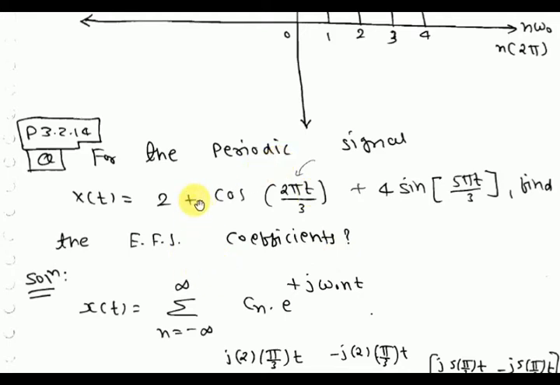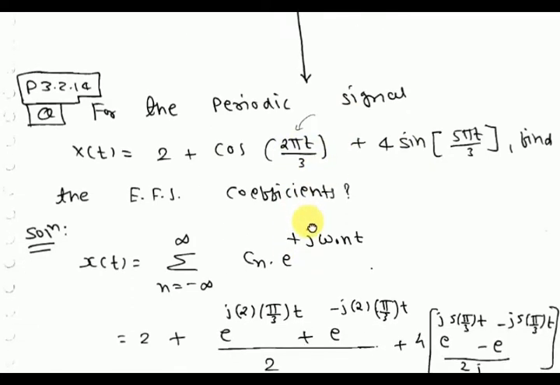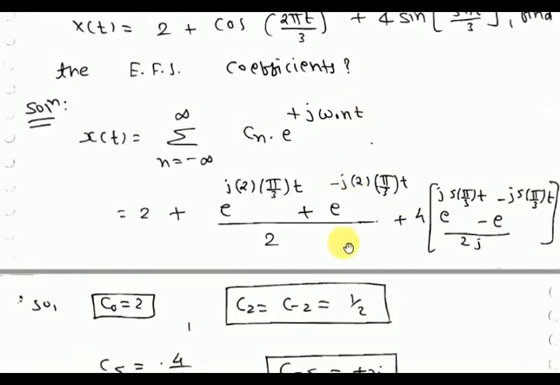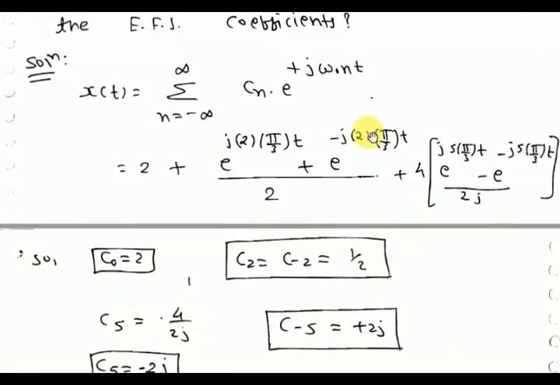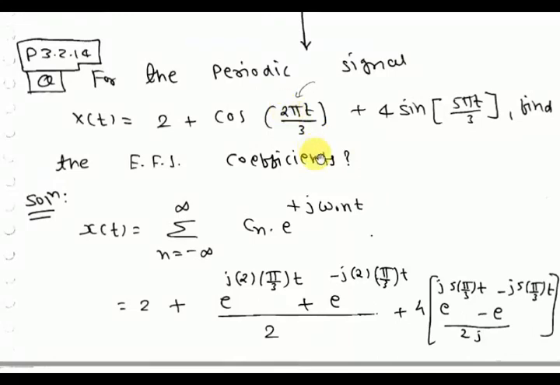So first of all, you have to find the fundamental frequency, meaning omega naught. How will we find it? Here the frequency is 2 pi by 3, and here it is 5 pi by 3. We have to find the fundamental frequency, so take the GCD of these. You will find pi by 3. Omega naught will be pi by 3.